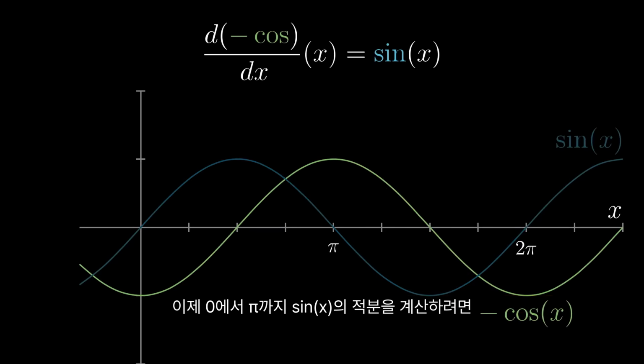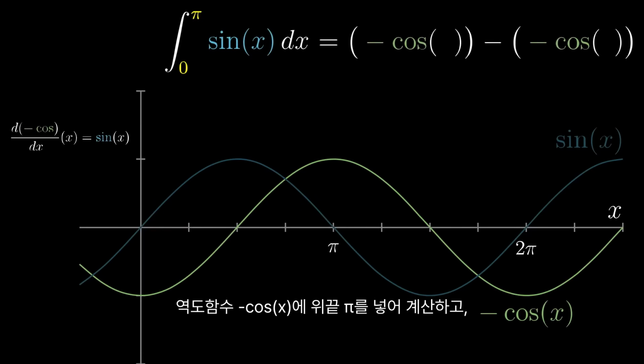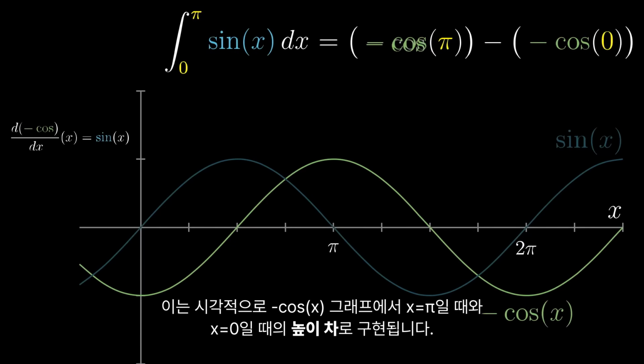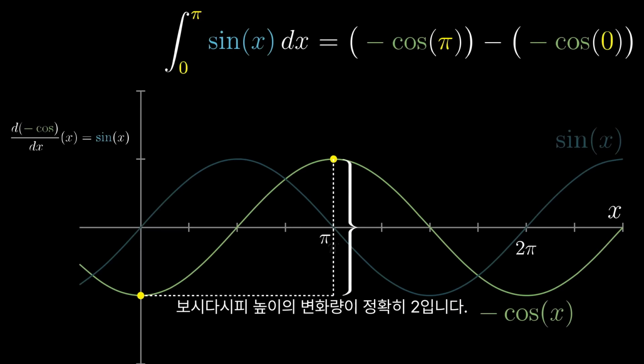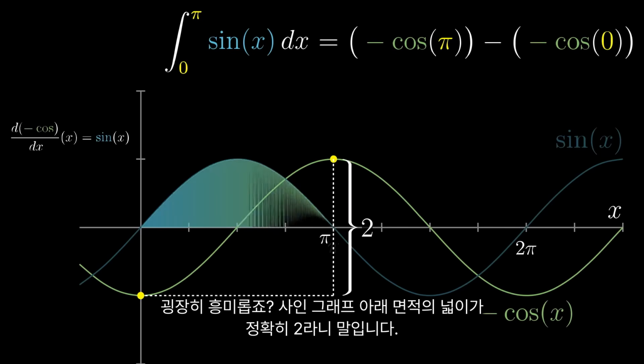So what do we have to do to evaluate the integral of sine between 0 and pi? Well, we evaluate this antiderivative at the upper bound and subtract off its value at the lower bound. More visually, that is the difference in the height of this negative cosine graph above pi and its height at 0. And as you can see, that change in height is exactly 2. That's kind of interesting, isn't it? That the area under this sine graph turns out to be exactly 2.